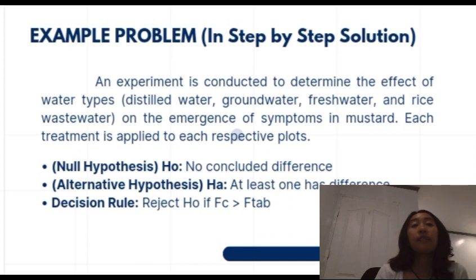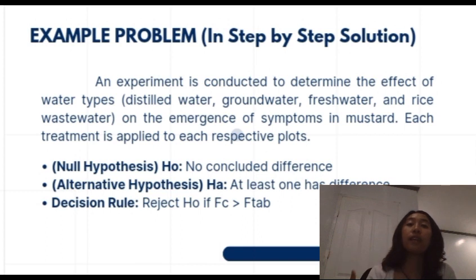So, in the step-by-step solution, we have an experiment conducted to determine the effect of water types, distilled water, groundwater, freshwater, and rice water, which are our levels, on the emergence of symptoms in mustard. So, each treatment is applied to each respective plot.